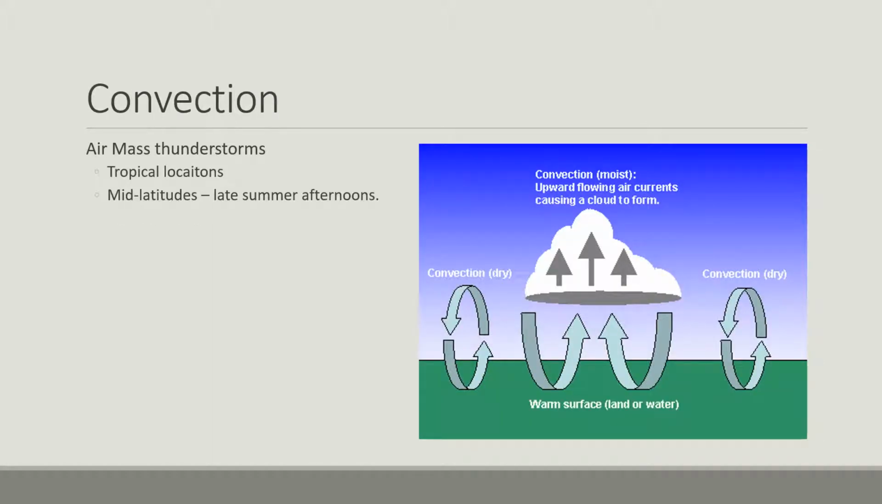Convection is going to be our least destructive. We typically call this an air mass thunderstorm. We have these a lot in tropical locations. We'll see them here in the mid-latitudes, especially in the United States, in the late summer afternoon, where we've had time all day for that warm surface to heat up. As that happens, the air over it starts to heat up, it rises and it cools, and then we get clouds to form, and then the potential for precipitation as well.